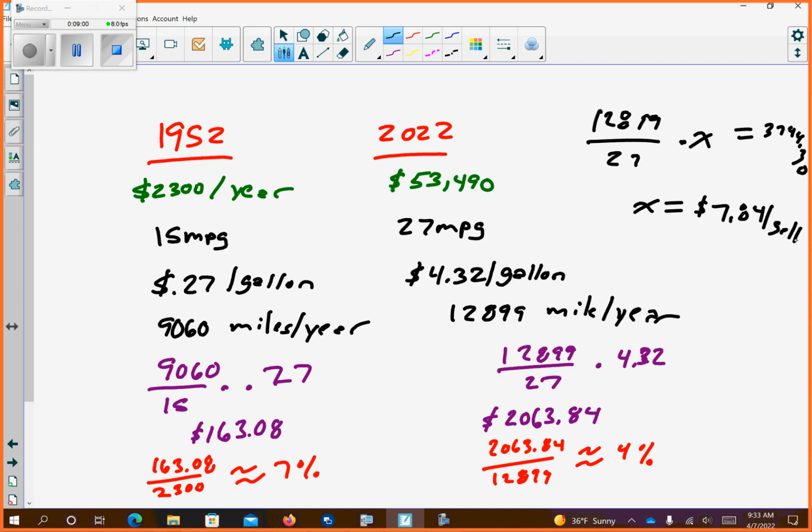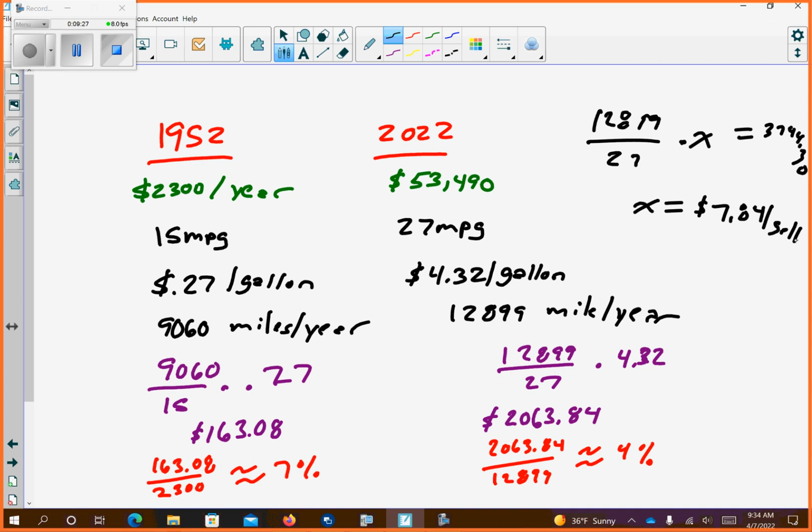I don't know. It's just one little piece to consider. Are we better off than we were 70 years ago? As far as the gas goes, it appears that we are better off, being that we're only dropping 4% of our income towards gasoline, according to the national average. But again, you have to look at a lot of things.